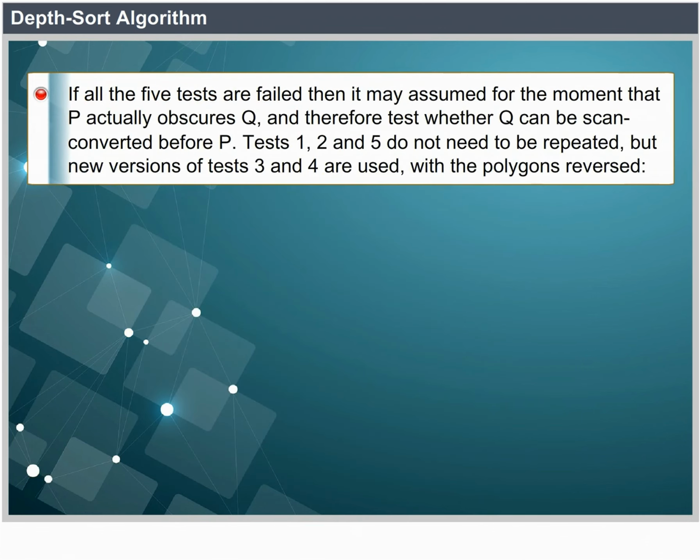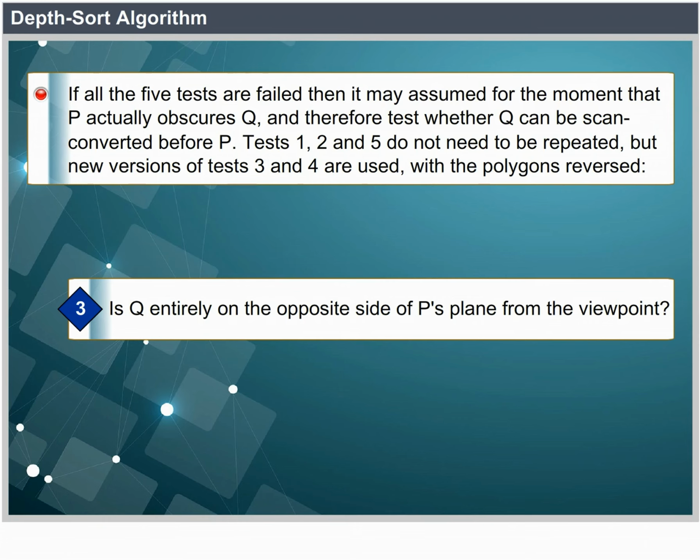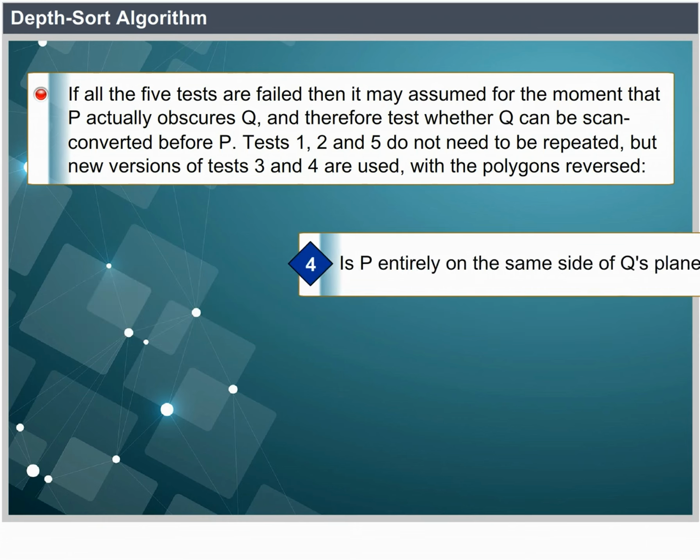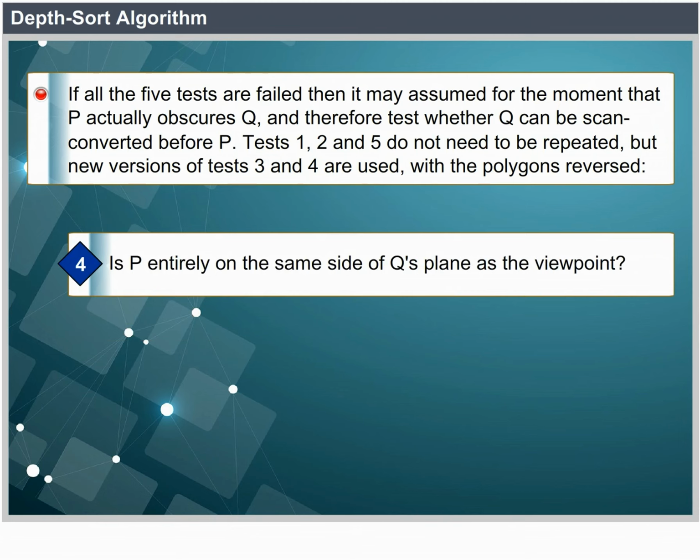If all 5 tests fail, we assume for the moment that P actually obscures Q and therefore test whether Q can be scan converted before P. Tests 1, 2 and 5 do not need to be repeated, but new versions of tests 3 and 4 are used with the polygons reversed. 3'. Is Q entirely on the opposite side of P's plane from the viewpoint? 4'. Is P entirely on the same side of Q's plane as the viewpoint?